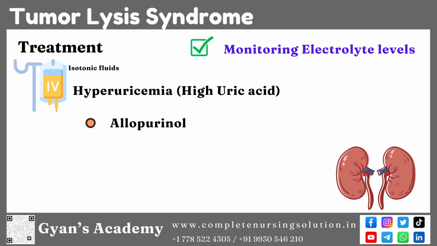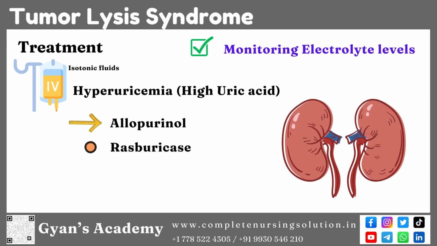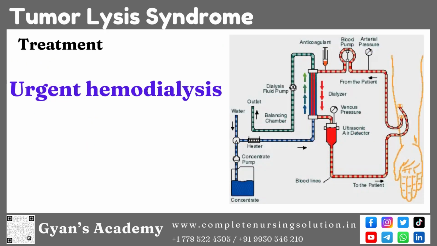Hyperuricemia can be treated with medications like allopurinol, which decreases the production of uric acid, or with rasburicase, which breaks down uric acid to be easily excreted by the kidneys. If potassium, phosphate or uric acid levels are too high, urgent hemodialysis may be needed.